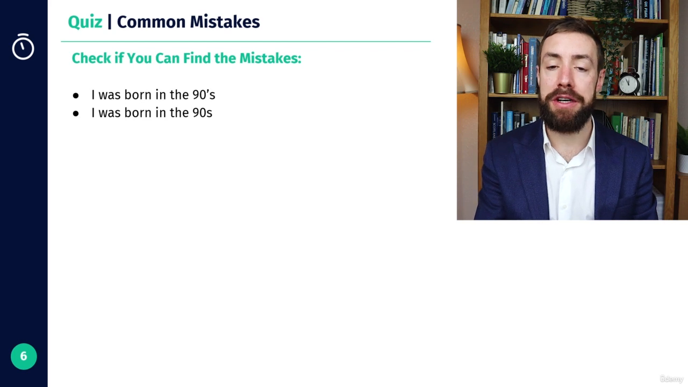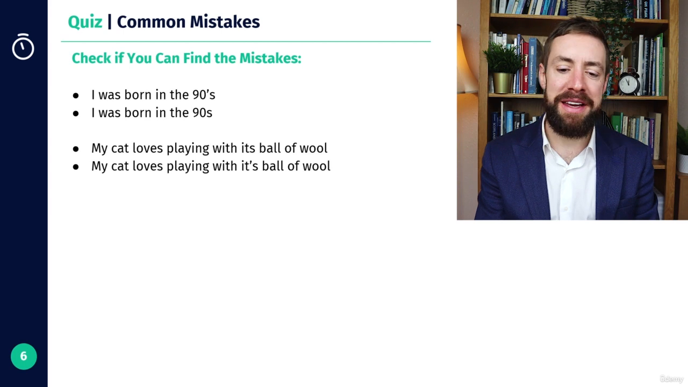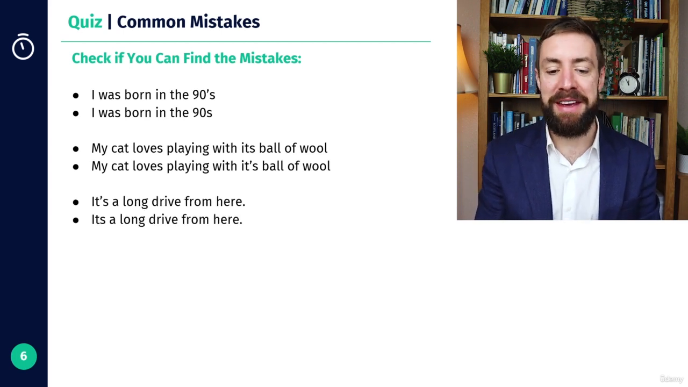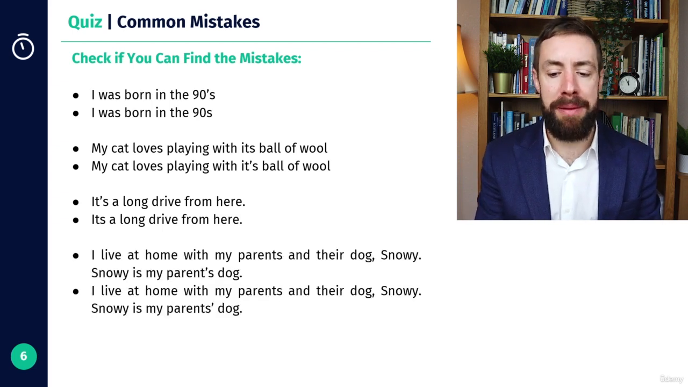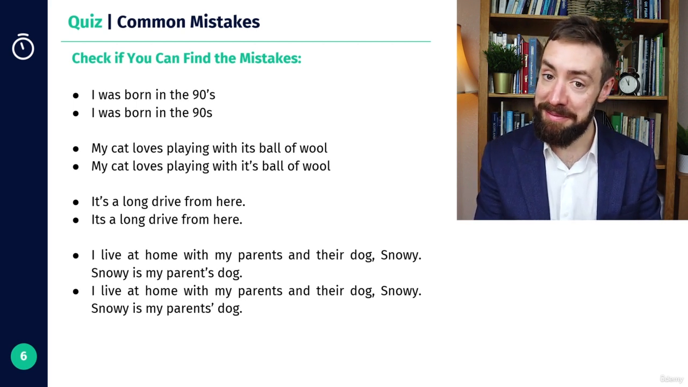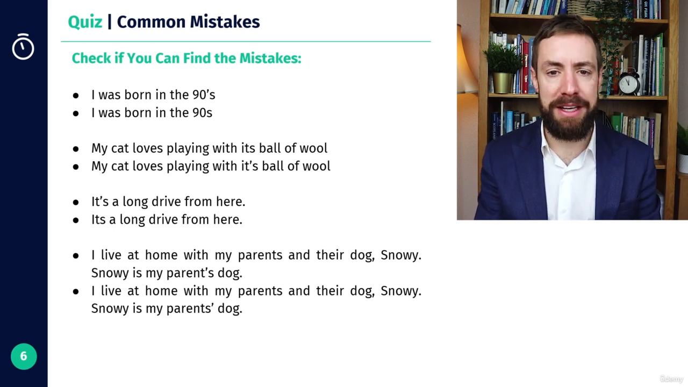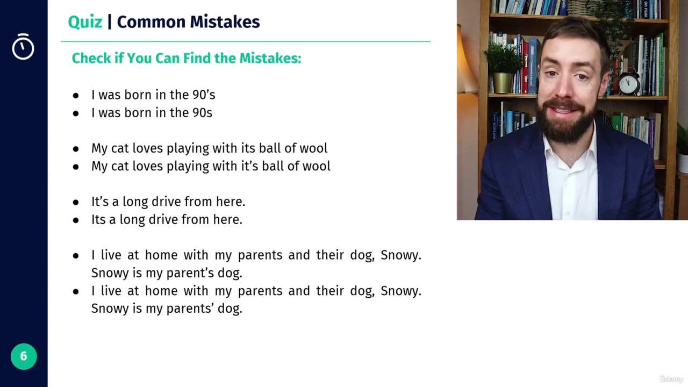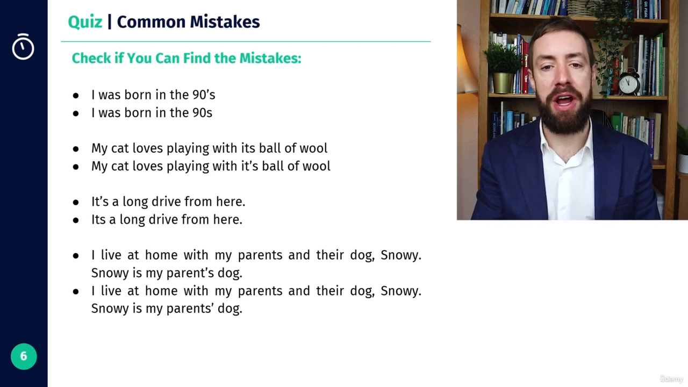So we have two versions of I was born in the 90s. Which one is right? The second, my cat loves playing with its ball of wool. It's a long drive from here. I live at home with my parents and their dog, Snowy. Snowy is my parents' dog. So pause the video and choose the four correct ones and see if you can find exactly what the mistake is in the four incorrect ones. Pause the video, have a try now.